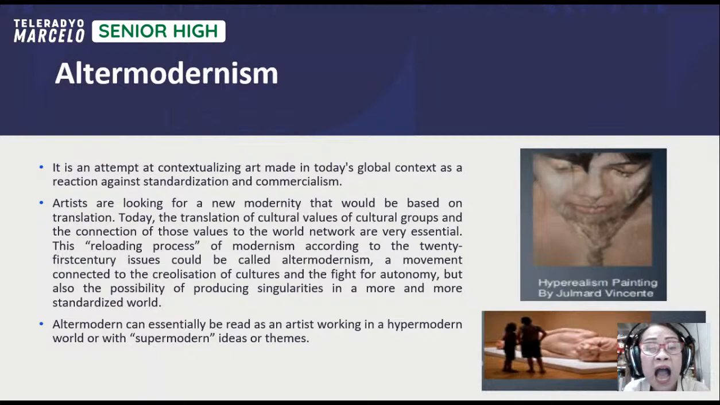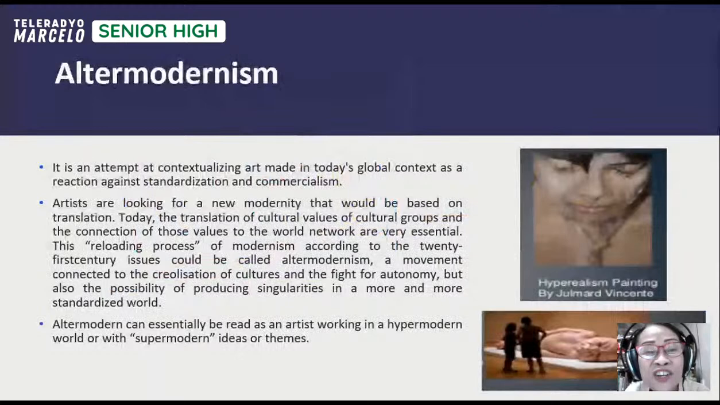ultramodernism. Tingnan niyo po yung mga nasa picture. Mukha na lang yan, no? In-alter pa nila. Yan. Look at it. See? Alter modernism. And also the next picture. So, mayroong alteration. Okay?